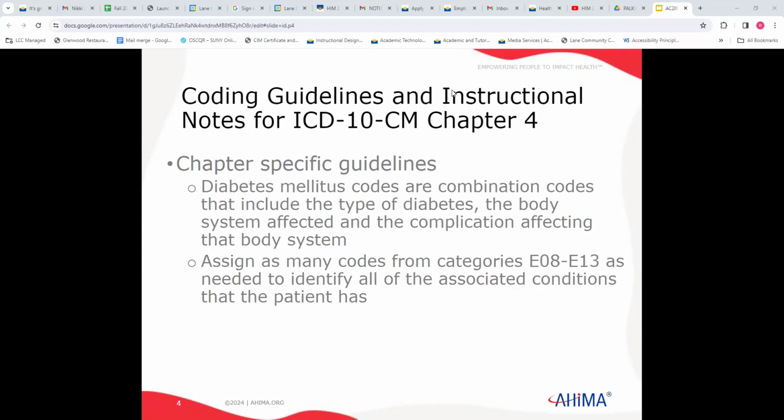Diabetes codes are combination codes. These combination codes include the type of diabetes, whether it's type 1 or type 2, the body system affected, and the complication. Many times diabetics will have more than one different type of complication. They'll have retinopathy, neuropathy, renal manifestations. And if that's the case, we would use as many codes as required to code all these different complications.